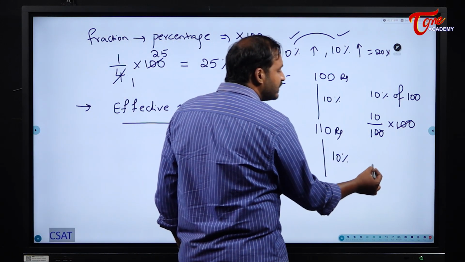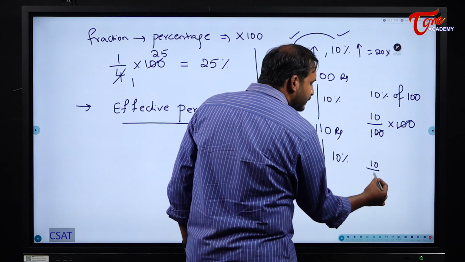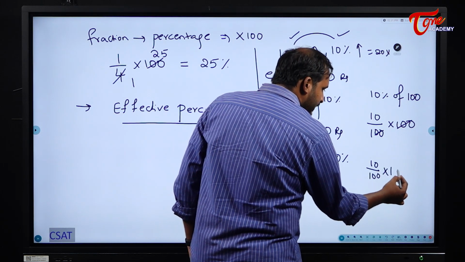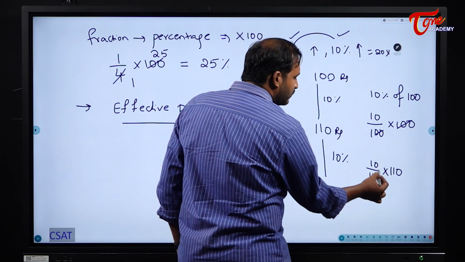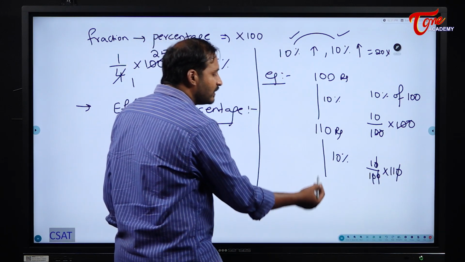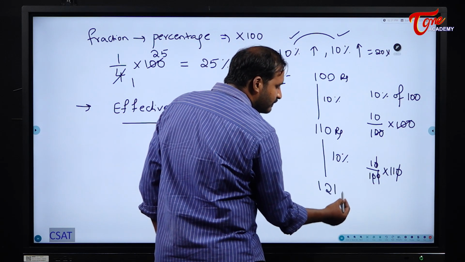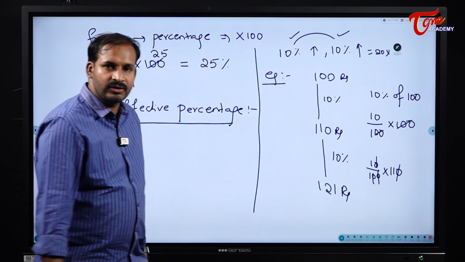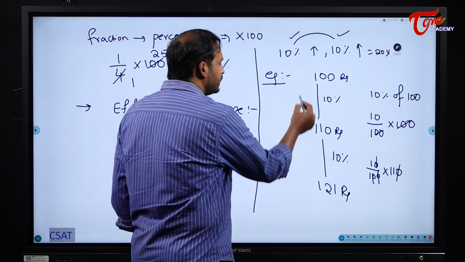Now what is 10% of 110? 10 by 100 into 110. So this 0, this 0 get cancelled. What is it? 11 rupees. So 11 rupees for 110, what does it become? 121 rupees. Now please observe here, from here to here.